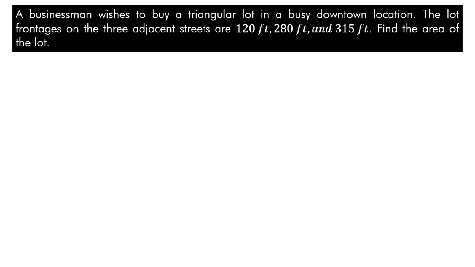Now, let's have an example problem. A businessman wishes to buy a triangular lot in a busy downtown location. The lot frontages on the three adjacent streets are 120 feet, 280 feet, and 315 feet. Okay, I think it should be 125 feet. Okay, 125 feet, 280 feet, and 315 feet. Okay, correction. It should be 125 feet.